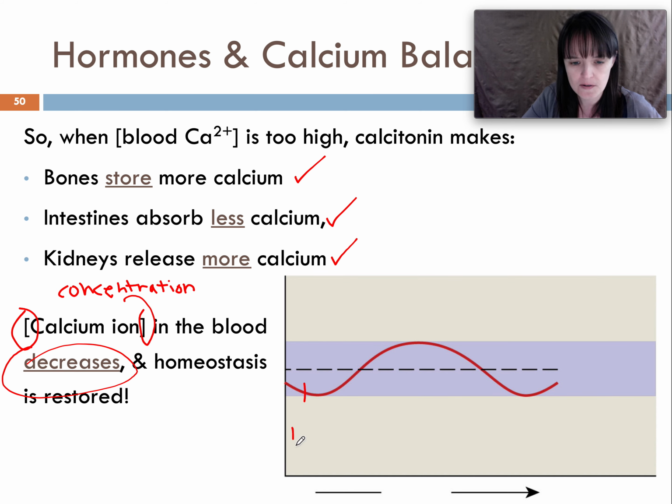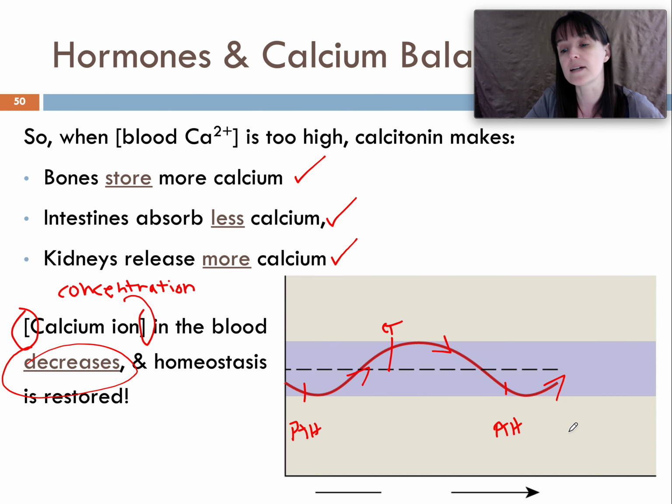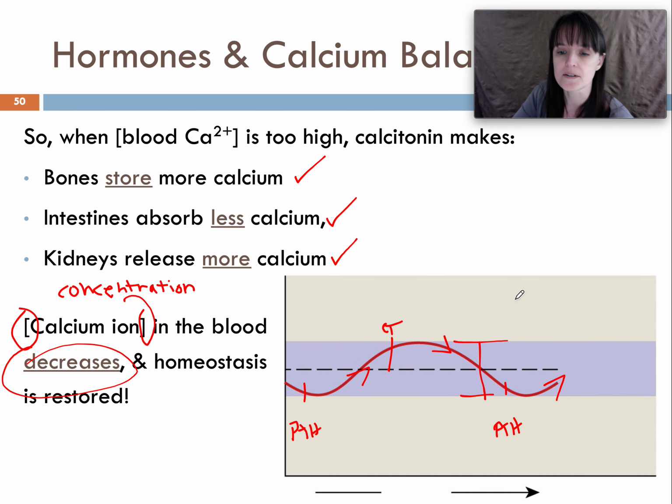So too low, parathyroid hormone makes the blood calcium levels go up. Too high, you release calcitonin, it makes the blood calcium levels go down. Too low, you release parathyroid hormone or parathormone, and it makes the blood calcium levels go up. And so this is homeostasis, keeping the body in a relatively stable internal environment.